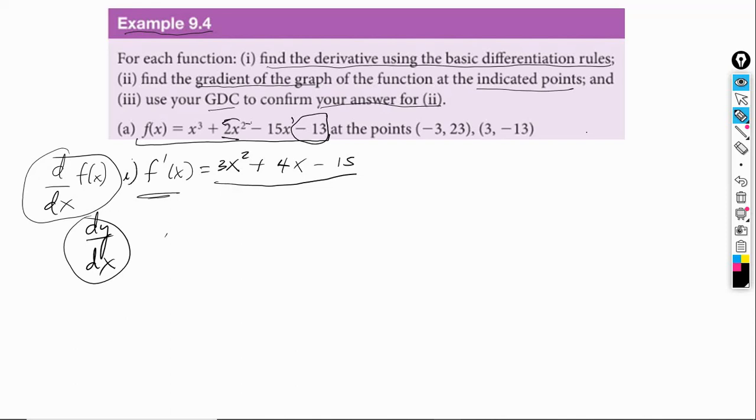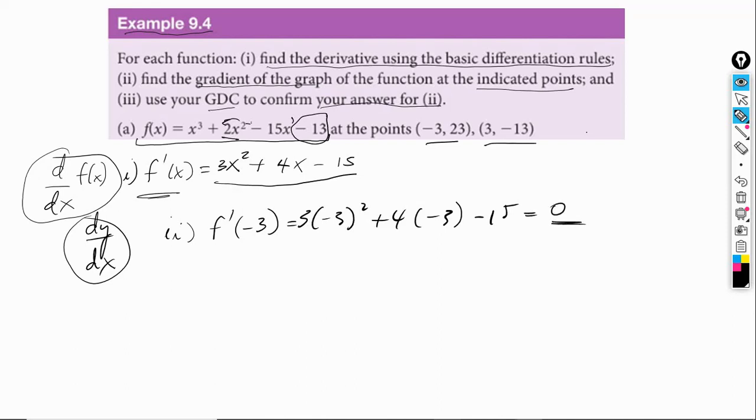For part 2, they want us to actually find the gradients of the graph at these points that you see here. So we have to plug them into the derivative. So if we do it with, say, -3, we plug in the -3 in the derivative, we're going to get 3 times -3 squared plus 4 times -3 minus 15. And if you do the math, this is going to give you 0. That means that the gradient of the function f is 0 at the point x equals -3.